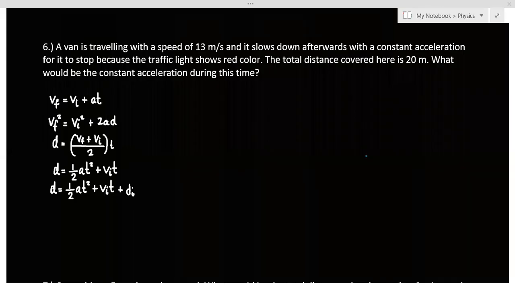Hello, everyone. So we're going to continue our discussion last time tungkol sa kinematic equations. So we're going to finish the two remaining problems na lang. So without further ado, let's begin.